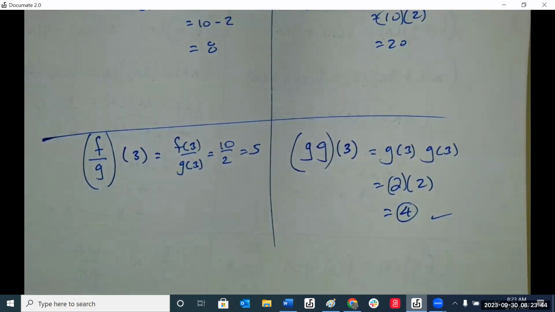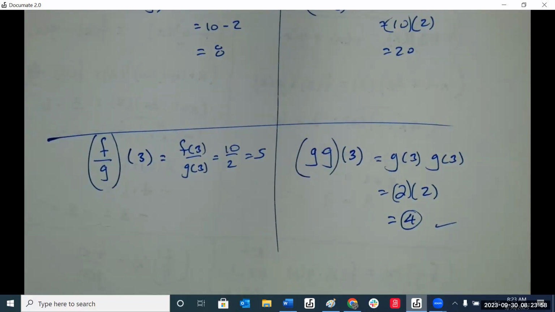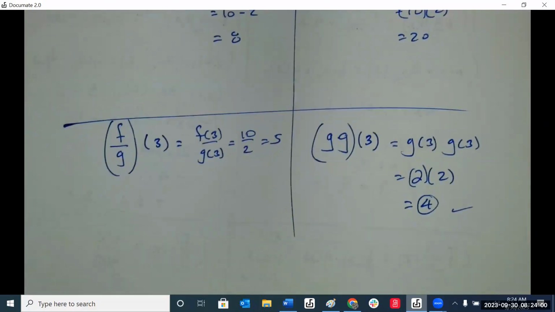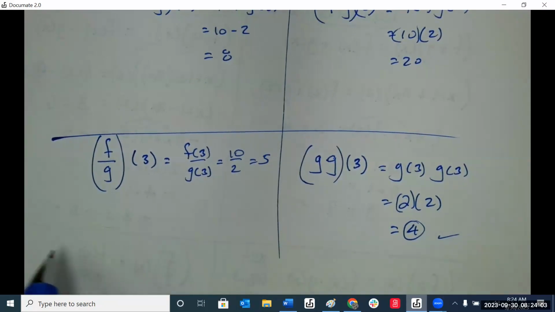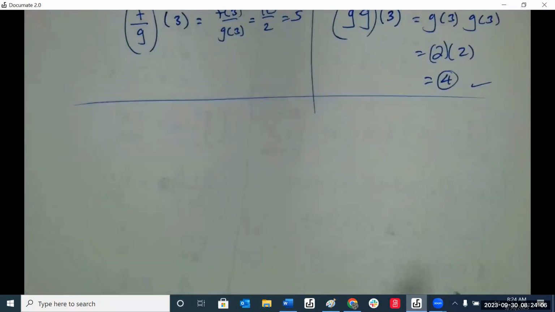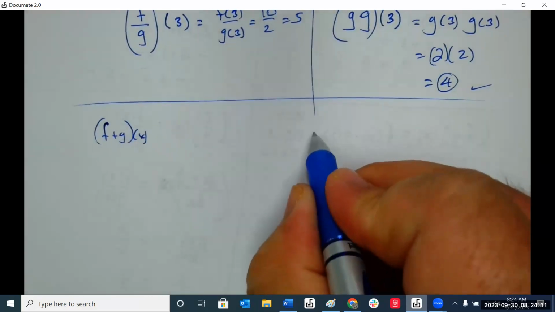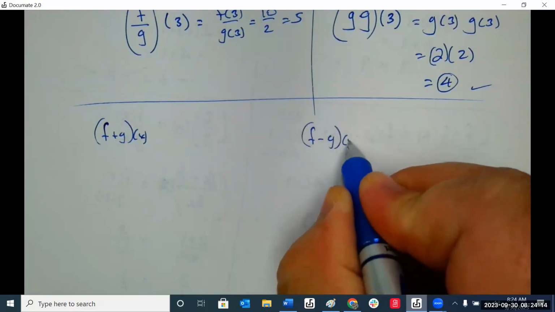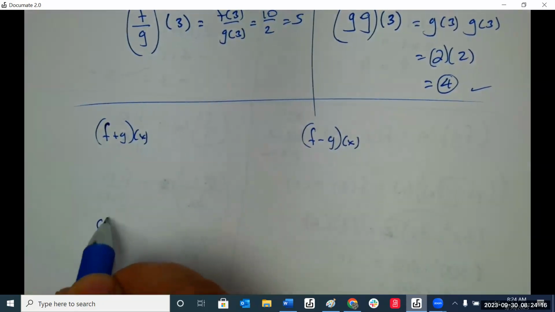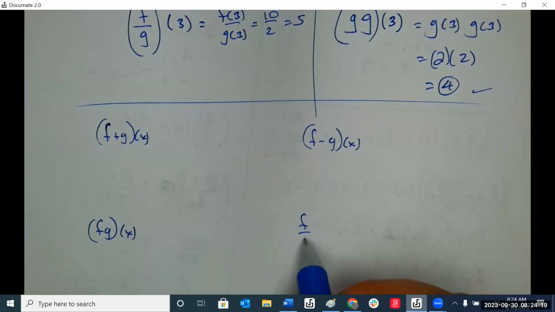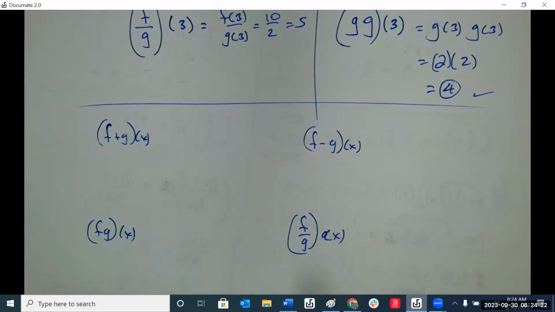Okay, so that's just getting numbers. We also talked about domains and ranges, but here we're talking about domains only. What is the domain for all four of those, or for all four of the algebras? f plus g of x, f minus g of x, f times g of x, and f divided by g of x.